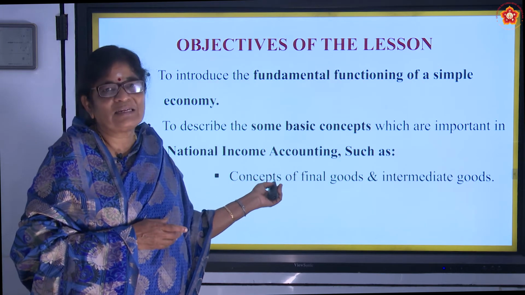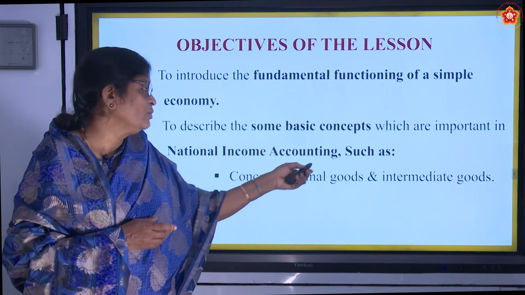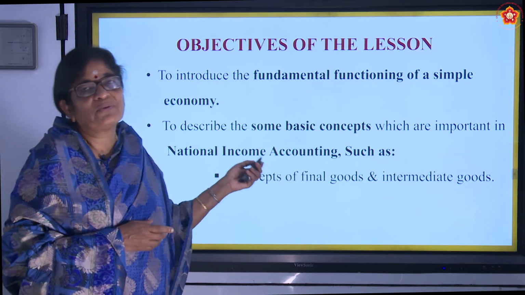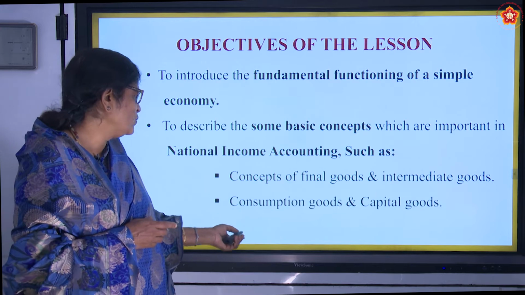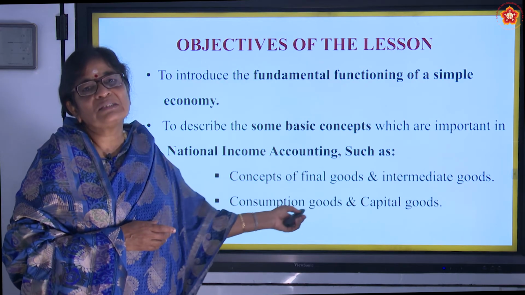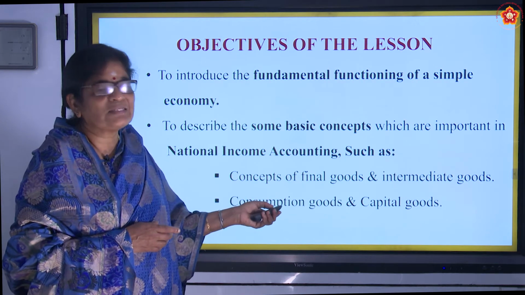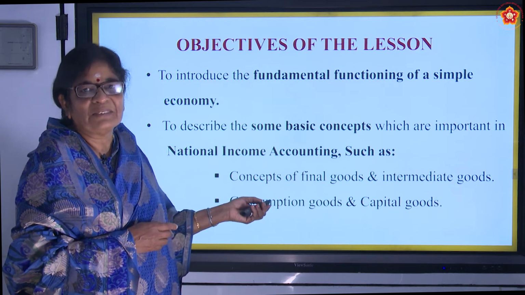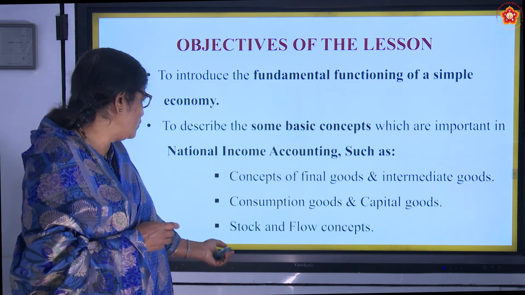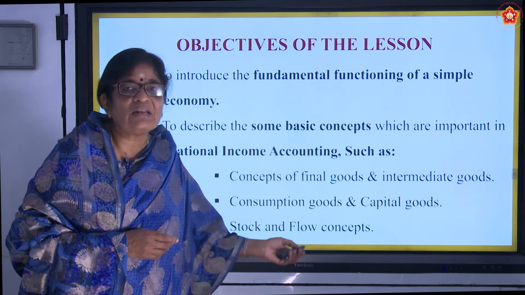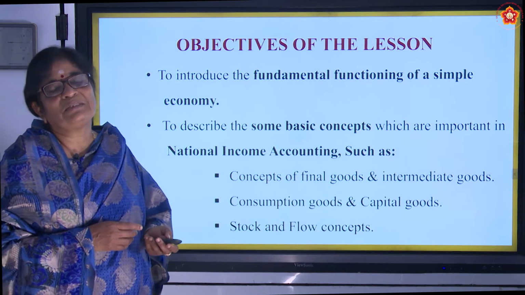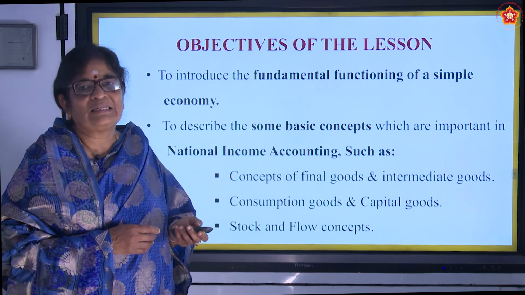Then also we are going to see some basic concepts, that is the difference and relevant importance of final goods and intermediate goods, which is important for national accounting. And also we are going to see the consumption goods and capital goods, what are the differences and how to consider them while measuring national income. And also we are going to see the stock and flow concepts, that also very much relevant in measuring national income.